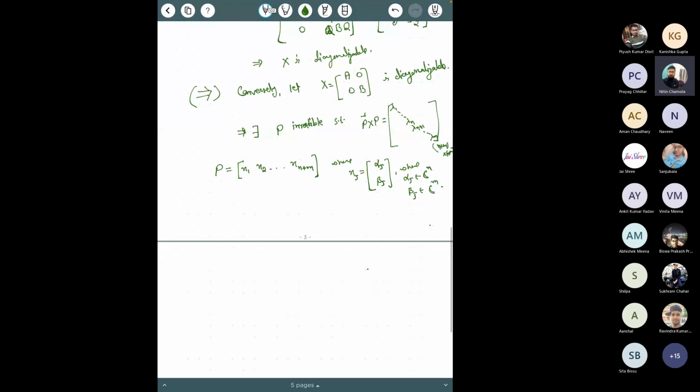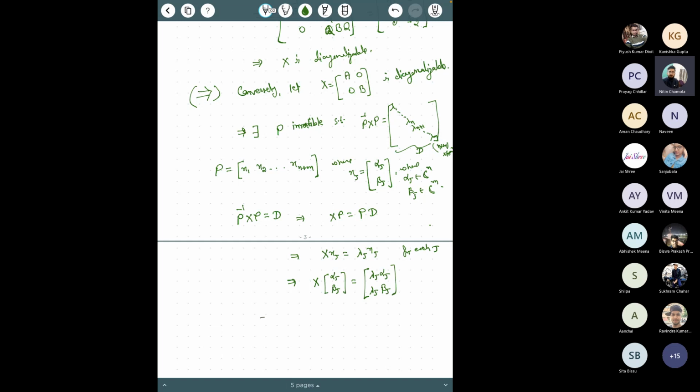Now we know that P inverse XP is equal to D. So if I call this the D matrix, then this implies that XP is equal to PD. But then this implies that X xj is equal to lambda j xj for each j, right? Because these columns of P are nothing but the eigenvectors of X. Now I can write xj as alpha j, beta j, and this would be lambda j alpha j, lambda j beta j.